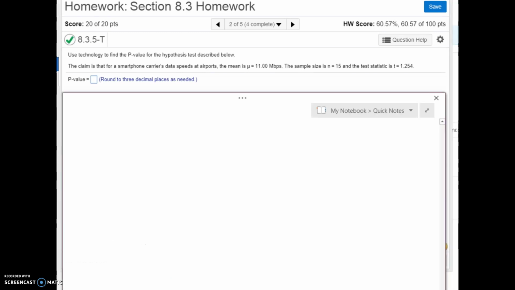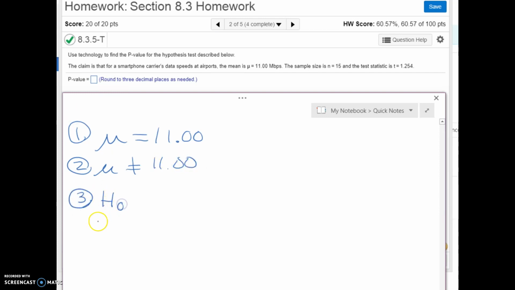So we're still going to start with the same thing we've been doing. We're going to start with step 1, which is to write our claim. This says the claim is that for a smartphone carrier's data speeds at airports, the mean is equal to 11. So the opposite of that is going to be not equal to. Step 3 is identify my null hypothesis and my alternative hypothesis. Remember, my null is always with the equals, and the alternative is the opposite.